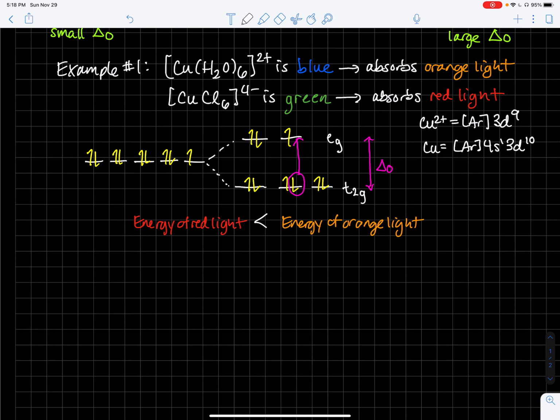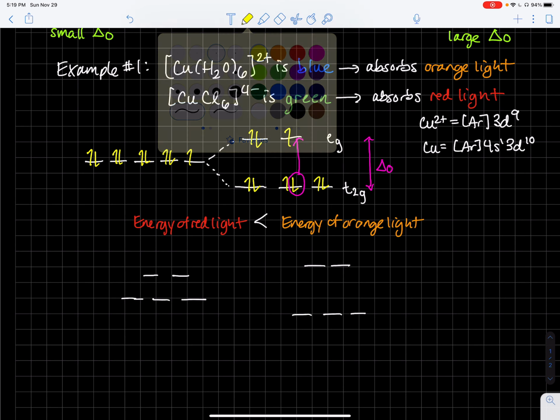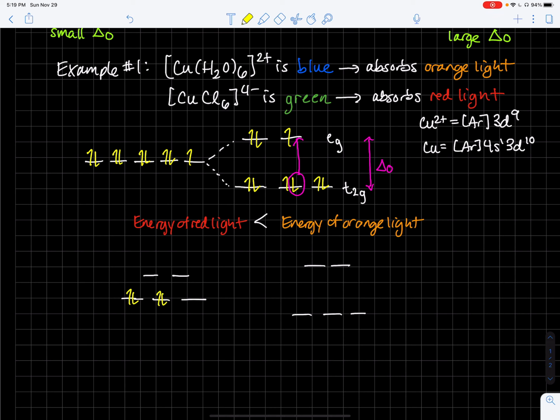So if we draw 2 different splittings, so I'm just going to draw the d orbitals in the octahedral complex here. So just very schematically, here would be one splitting, and then here would be another one. Both of these complexes, because they're both copper 2+, still have 9 d electrons.